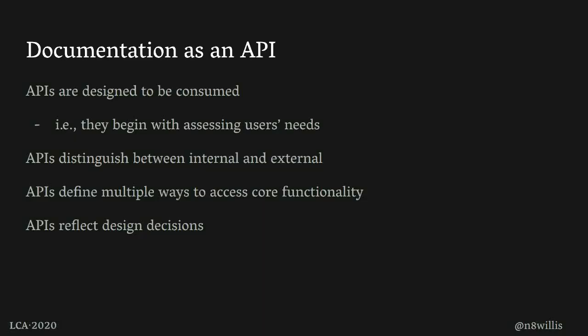And then this one, I think, is really critical and tricky to get right. And that's that APIs reflect design decisions. And so for your documentation, this is assuming that you made some design decisions. But what I mean is that your documentation should mirror the code's design. Functionally separate pieces should have functionally separate docs, not all be mushed together.